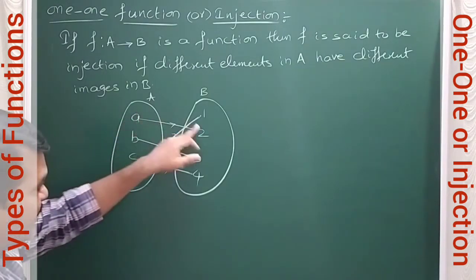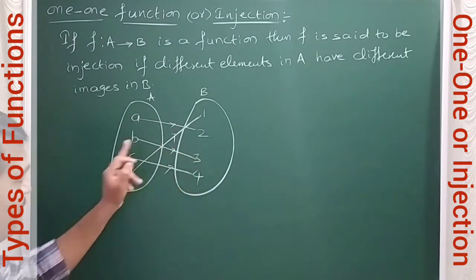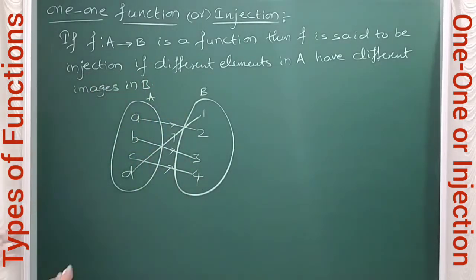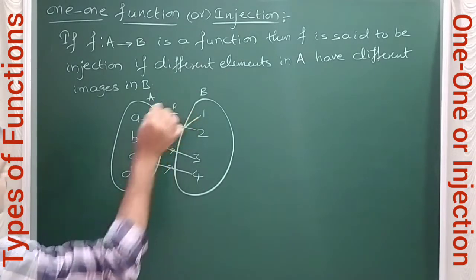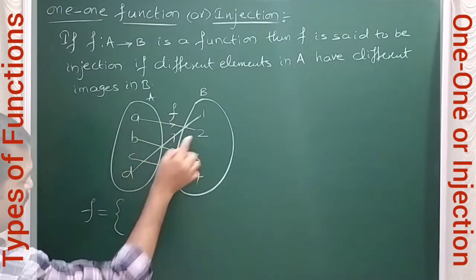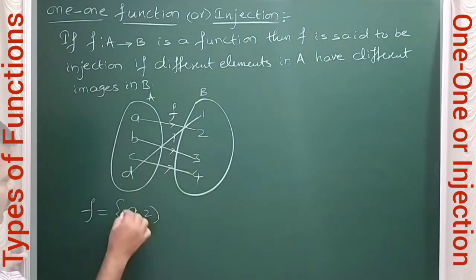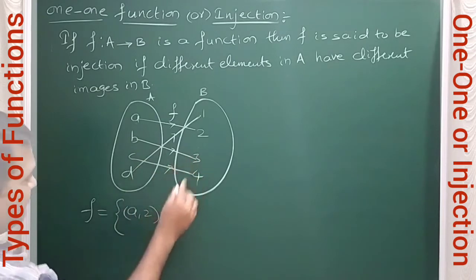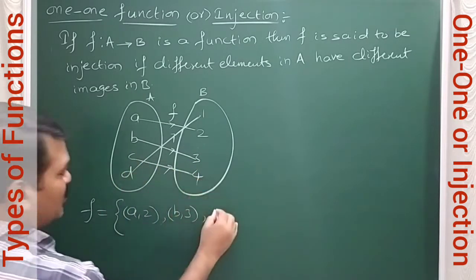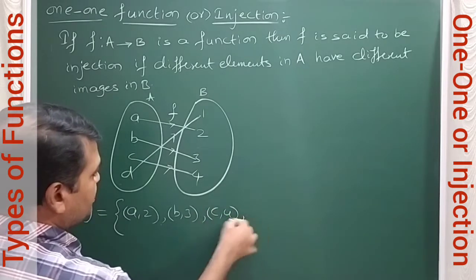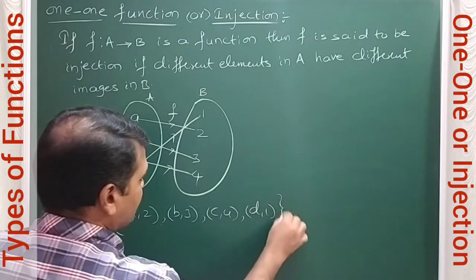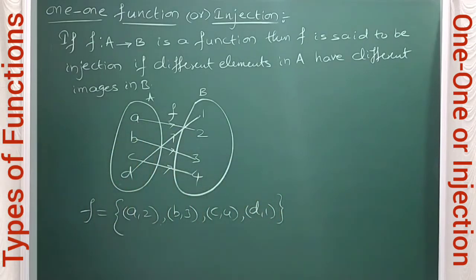So the image of A is 2, image of B is 3, image of C is 4, image of D is 1. When I define this function as f, f can be written as: A is mapped to 2, that means (A, 2); B is mapped to 3, that means (B, 3); C is mapped to 4, so (C, 4); D is mapped to 1, so (D, 1). So this is the function mapping here.